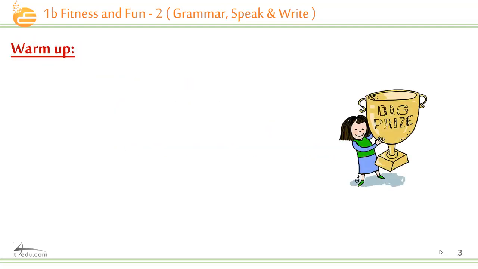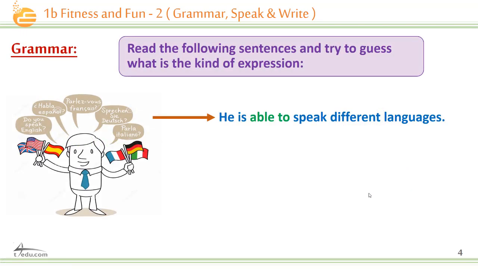As a warmer, look at this little girl. Was the girl able to win the grand prize? Was she able? Yes, she was. You see that she's holding a big trophy in her hand, or a big prize? Yes. Okay. Now read the following sentences and try to guess what kind of expression it is.